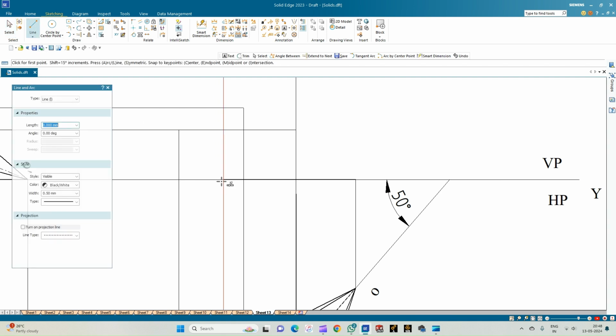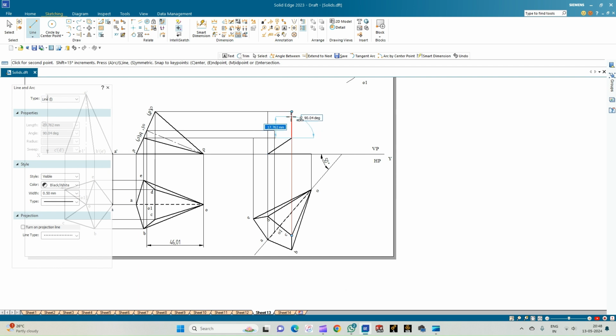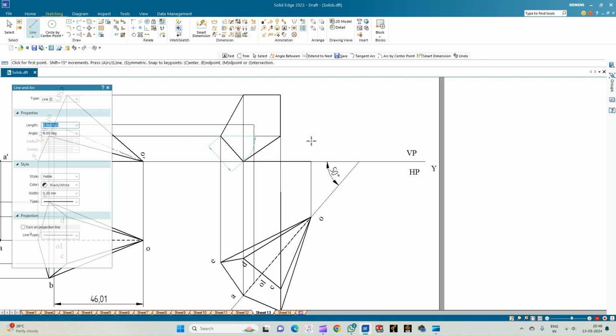Okay, so from the corner A, it has to move to the corner B. Then from B, it has to move to the corner C. C to D, D to E, and E to A. And draw all the other outer edges, connecting it to the apex.